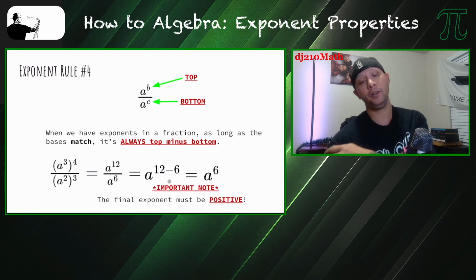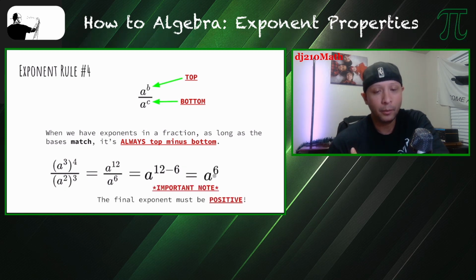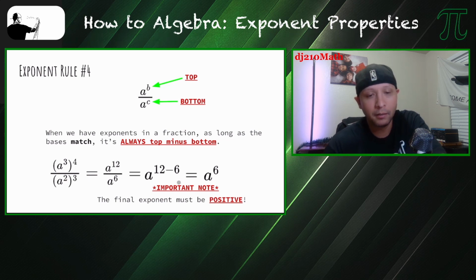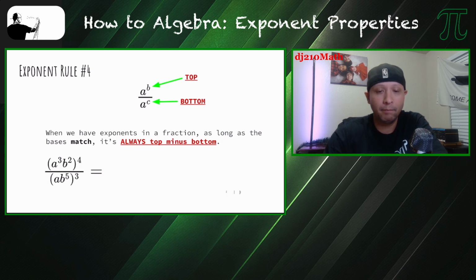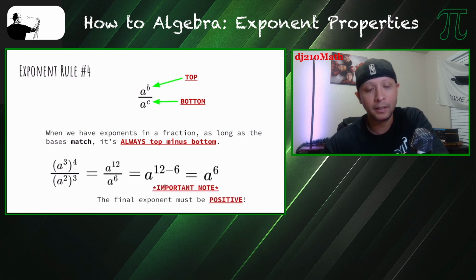So we have an important note here that whenever we do our calculations, the final exponent must be positive. So here we have a to the 6th power, and this is positive, so we're good. Let's look at another example where it's not the case.